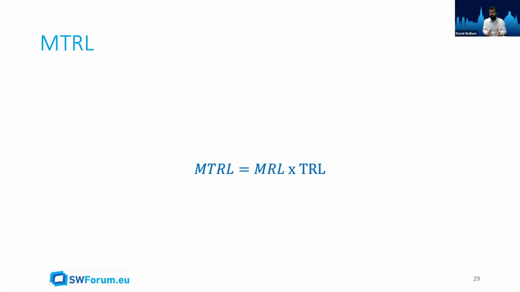And then, of course, as I mentioned earlier, MTRL is a simple product. It's the MRL multiplied by TRL to give you an overall value.